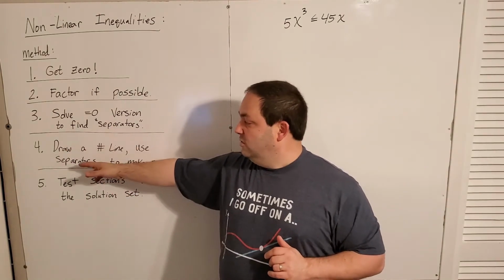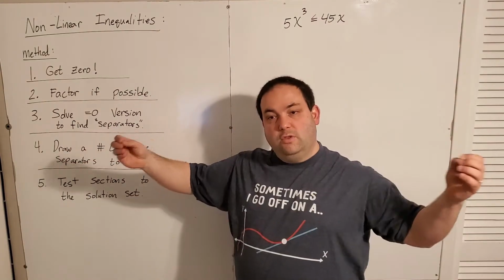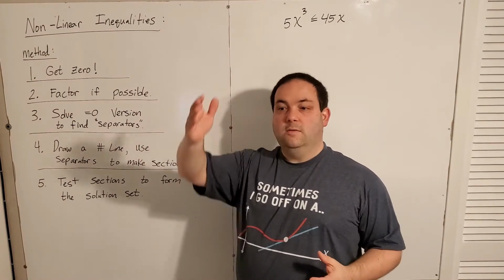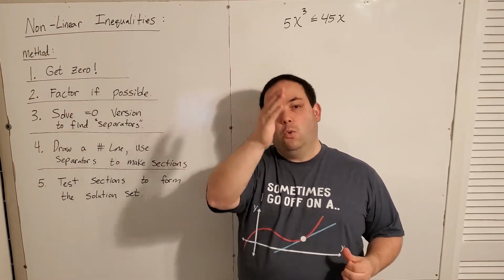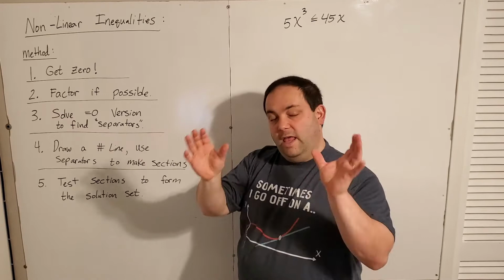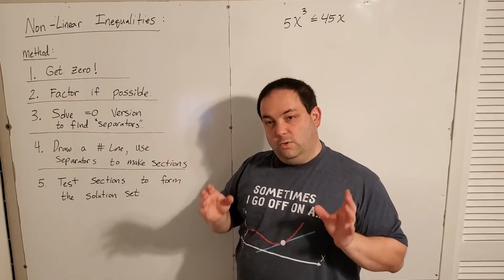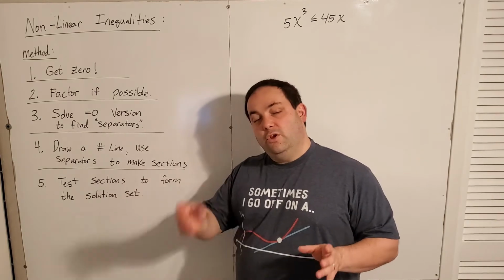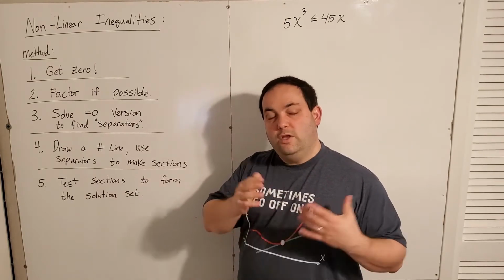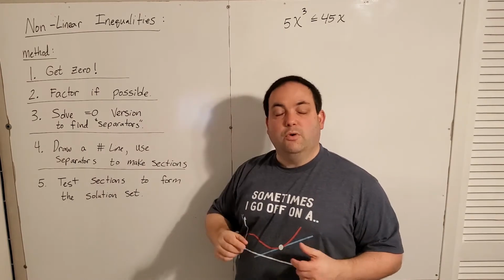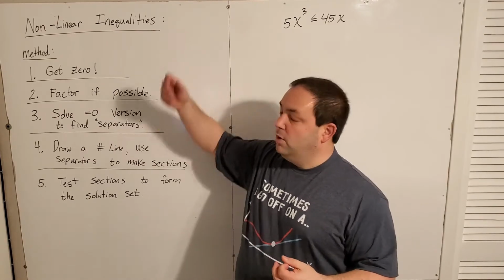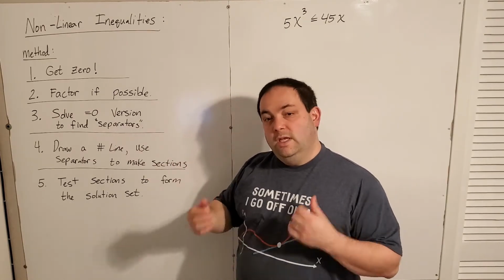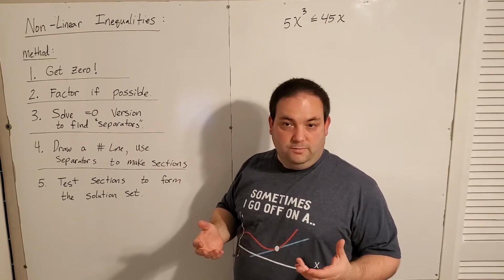After you find those, step 4 is to actually draw out the number line so you can visualize this. Put those separators in order on the number line, and then that'll make little sections, little intervals on the number line. And step 5 would be you're going to test each one of those. And the way you test is you just take a number from each interval and put it back into the original inequality that you're trying to solve.